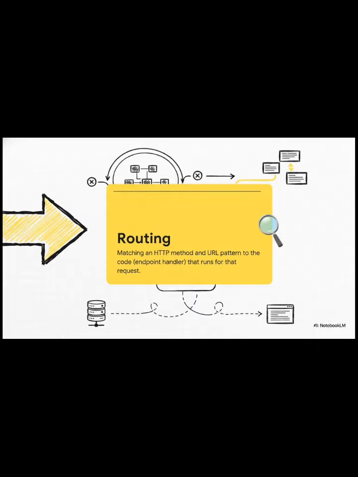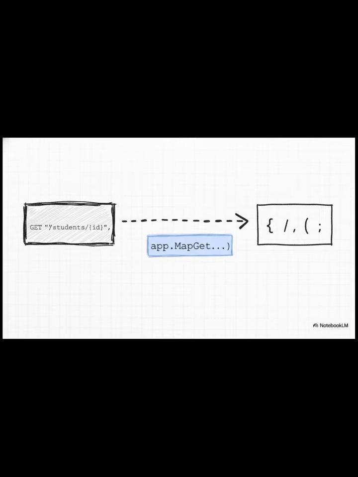Okay, so when that request hits the server, routing is the traffic cop that decides which code gets to run. Here, a GET request for a student's ID gets mapped right to the function that knows what to do.